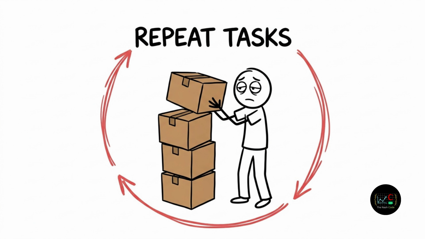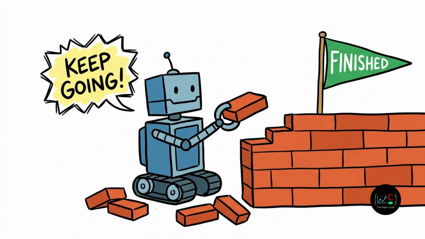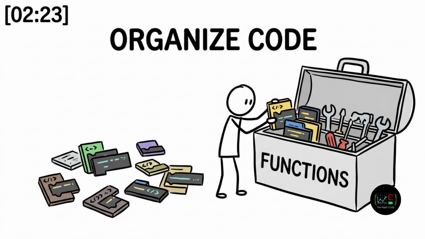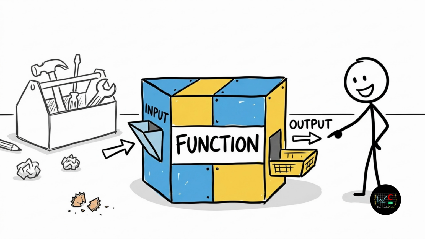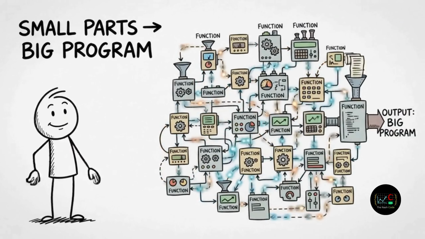Sometimes a computer needs to repeat the same task many times. Instead of writing the same instruction again and again, we use loops. A loop simply tells the computer, "Keep doing this until the job is finished." As programs become larger, we organize code into functions. A function performs one specific task. You give it some input. It does its job. Then it returns a result. Large programs are simply thousands of small functions working together.